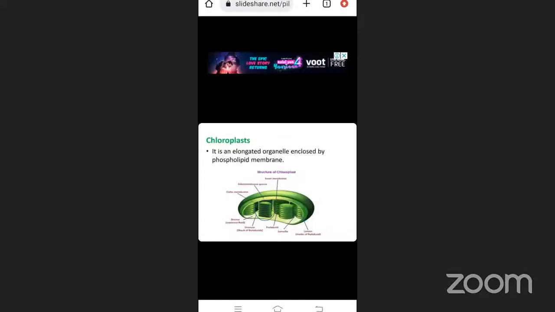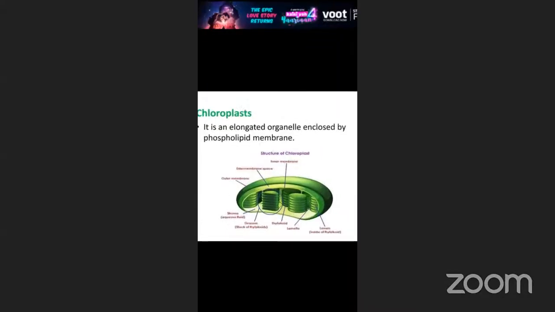So chloroplasts, these chloroplasts also here. So this is the chloroplast here. The chloroplasts are usually ellipsoidal or discoid in shape. They measure around 5 to 10 millimicrons long and 2 to 3 millimicrons thick.